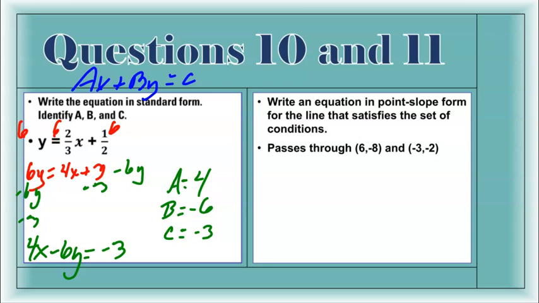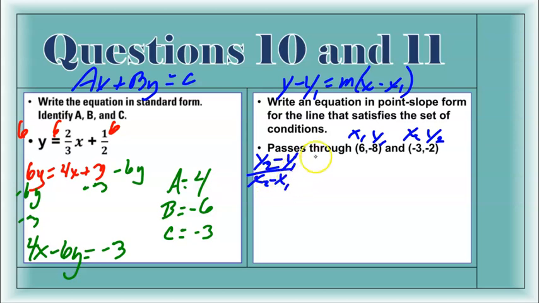Question 11. Write an equation in point-slope form. Point-slope form is y minus y1 equals m times x minus x1, that satisfies the set of conditions. So we have to first find the slope of these 2 points. So this is x1, y1, x2, y2. We're going to use the formula y2 minus y1 divided by x2 minus x1.